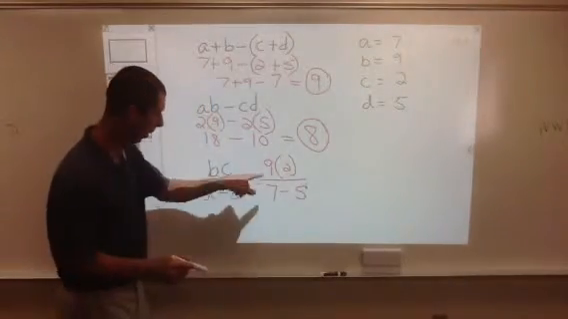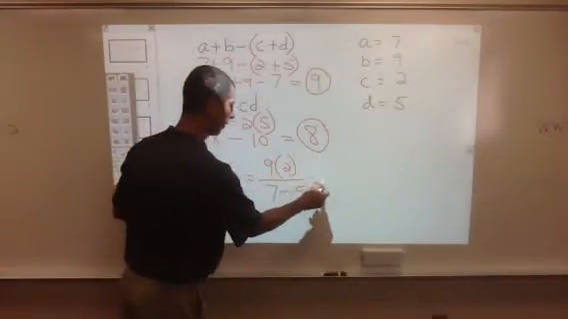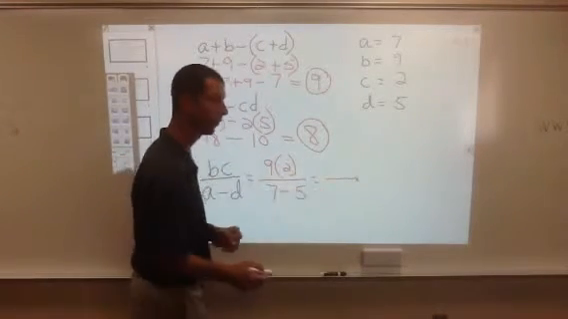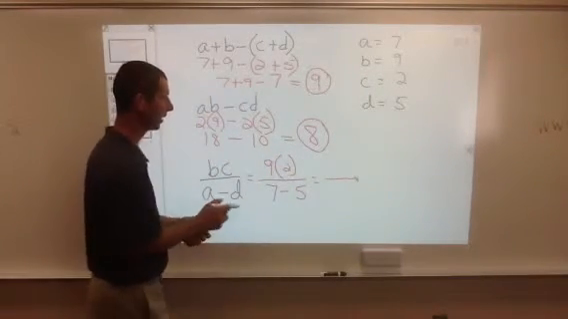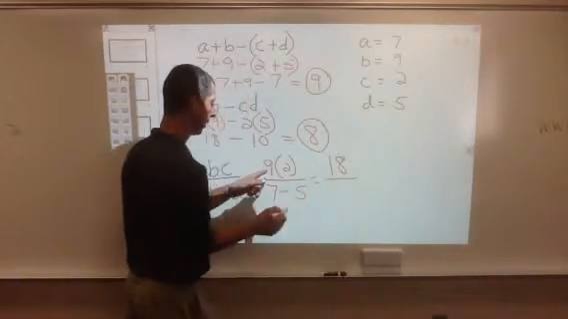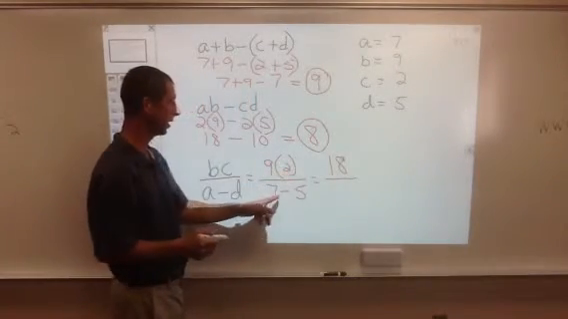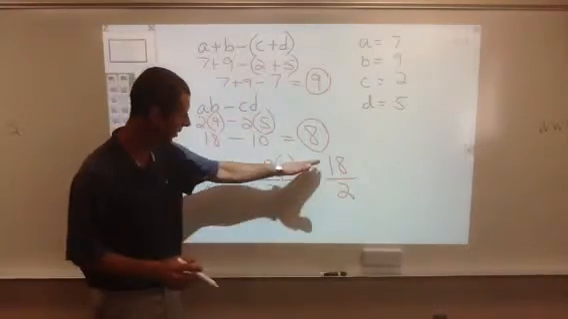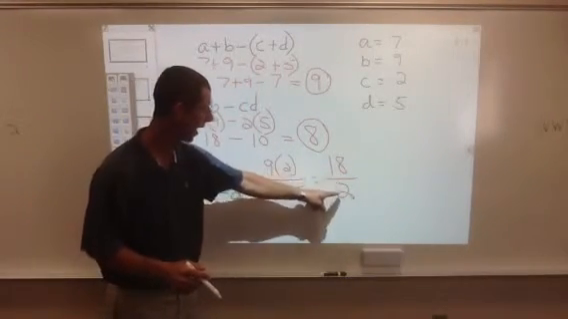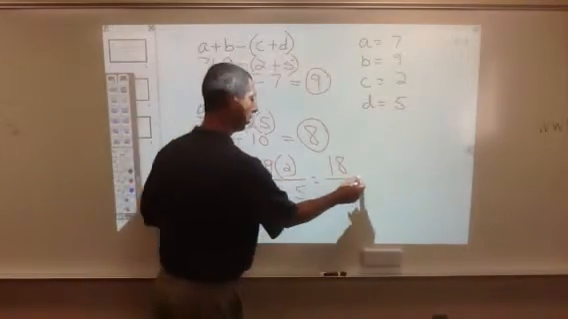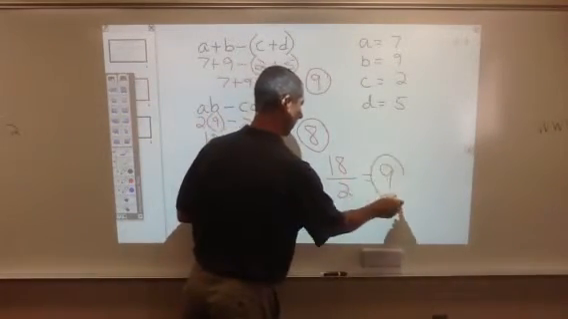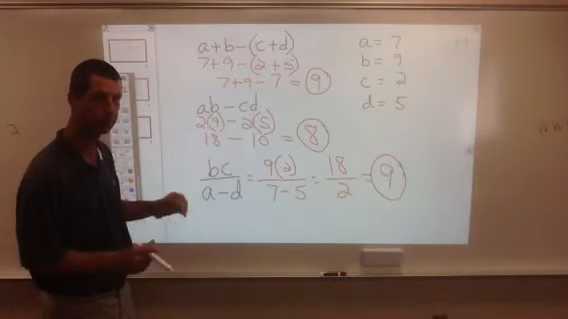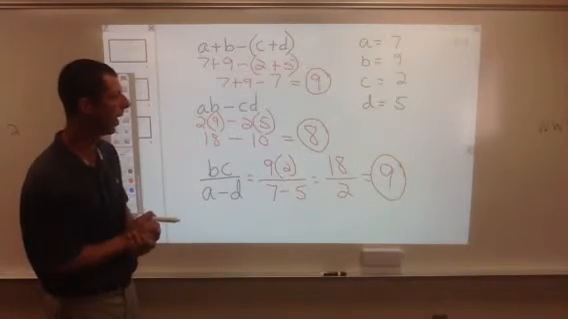Now, I want to get a single number for my numerator, which is the top of my fraction, and a single number for my denominator. So 18, because 9 times 2 is 18, and 7 minus 5 is 2. Then my last step is to finish it off here. 18 divided by 2 is equal to 9. That's the order when it's in fraction form like this. So the answer there is 9.